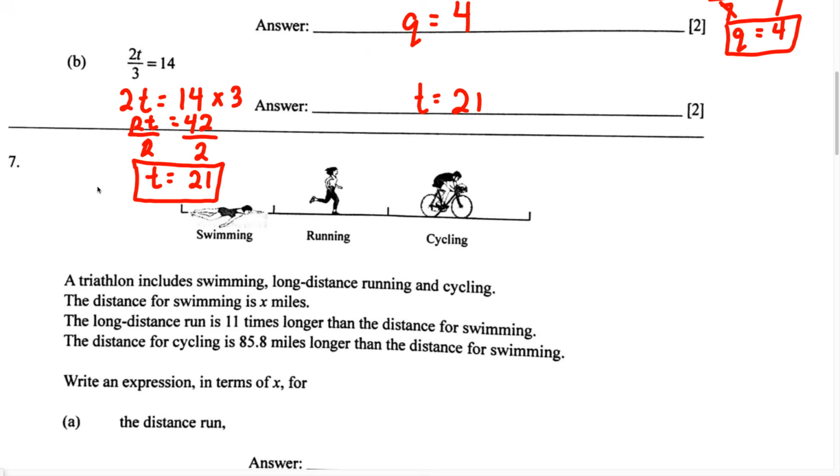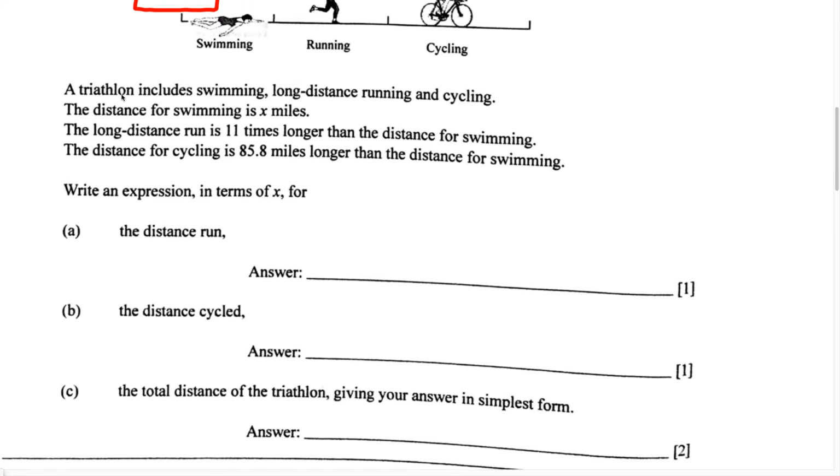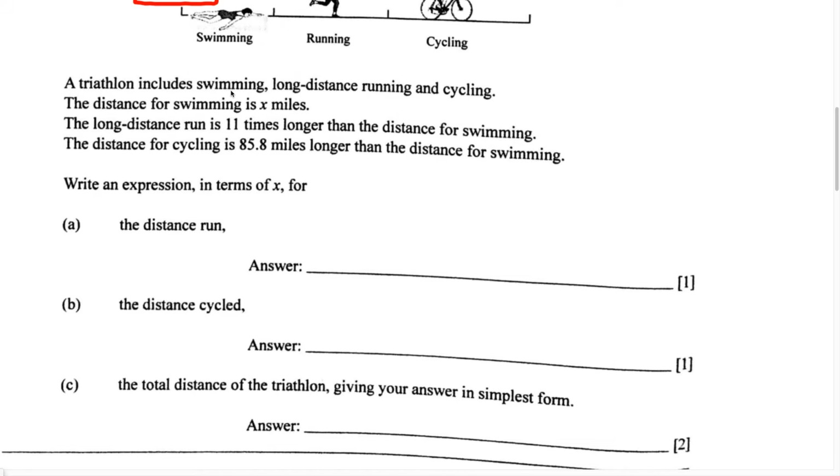Okay, now let's do question 7. A triathlon includes swimming, long distance running, and cycling. The distance for swimming is X miles. The long distance run is 11 times longer than the distance for swimming. The distance for cycling is 85.8 miles longer than the distance for swimming. It says write an expression in terms of X for A, the distance run.